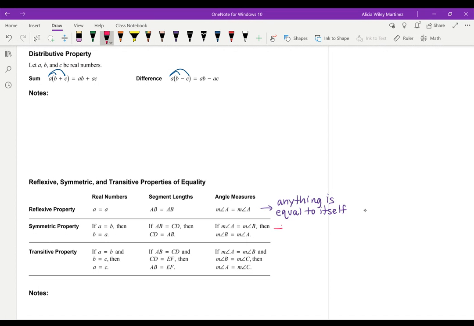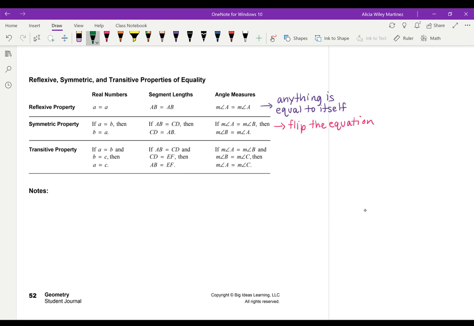Symmetric property is the idea that you can flip the equation around and it's still true. Okay, and I did that in the example that we started with as well. And then the transitive property, I'm going to explain that one down here because there's a little bit more involved.